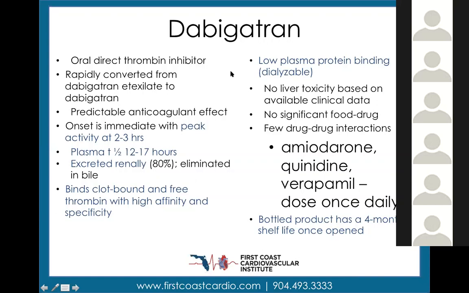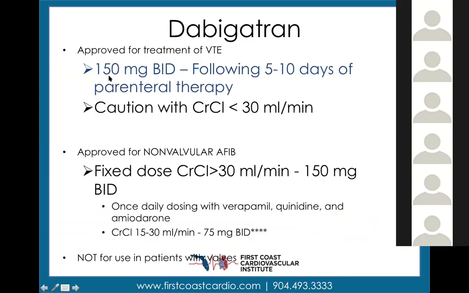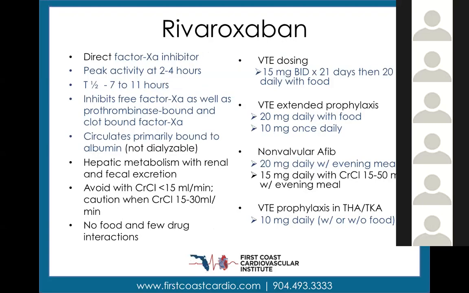So dabigatran, Pradaxa, is an oral direct thrombin inhibitor. It has low plasma protein binding, so it's dialyzable in case a patient comes with a massive bleed, God forbid. You can do dialysis and you clear them up. The dosing for VTE treatment is 150 BID for 5 to 10 days following parenteral therapy. So you have to start these patients on Lovenox. Be cautious with creatinine clearance less than 30. For AFib, it's a different dosing. It's 150 BID, and then you reduce if the creatinine clearance is 15 to 30.